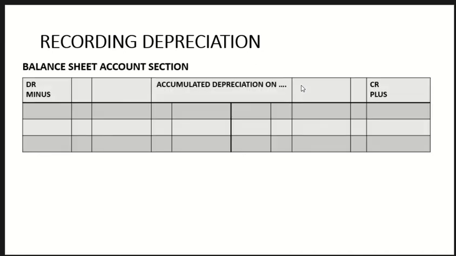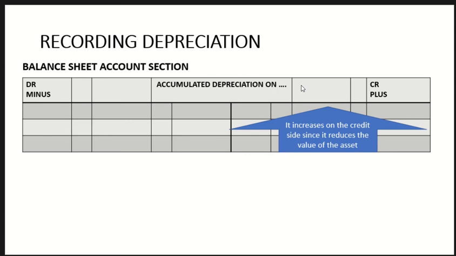Then we've got the accumulated depreciation account. By now you should be able to define what accumulated depreciation is. This account, guys, on the other hand, increases on the credit side, and it will increase by the depreciation amount. It is sort of like a contra asset account because it is used to reduce the value of your asset. It is simply a valuation allowance account.